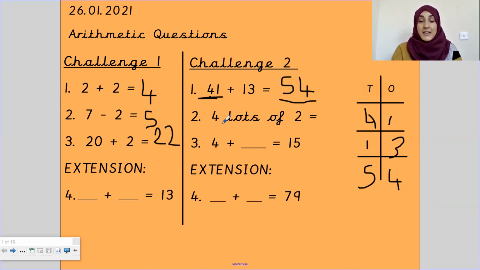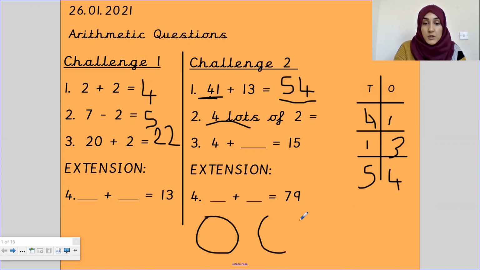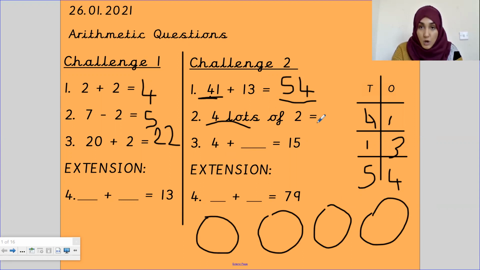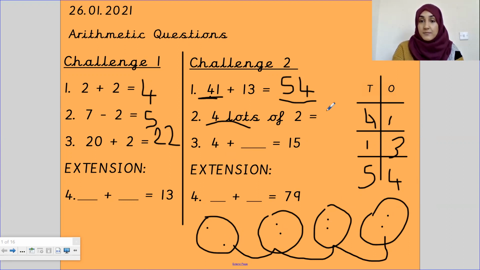Okie dokie, moving on to the next one. It says 4 lots of 2. Now, I know that when it says 4 lots, that means I need 4 groups. So I'm going to draw 1 group, 2 groups, 3 groups, and 4 groups. And when it says of 2, that means there are 2 objects in each group. So I'm going to do 2 dots in each group. Now I'm going to add them all together. That's 2, 4, 6, 8. So 4 lots of 2 equals 8.